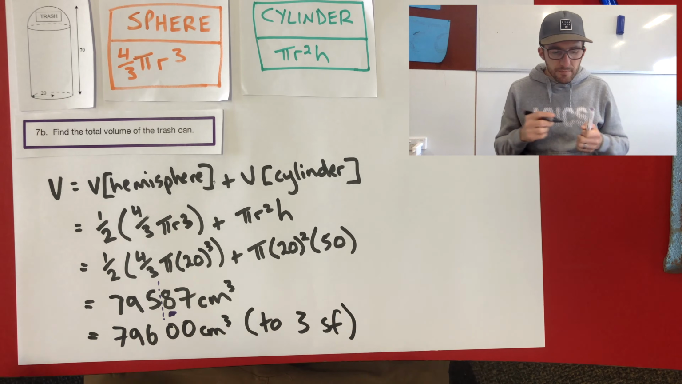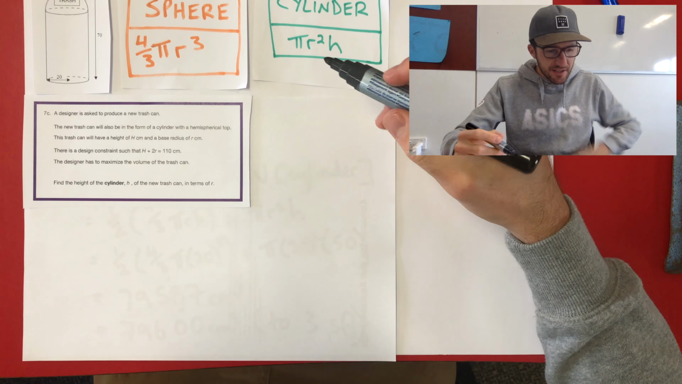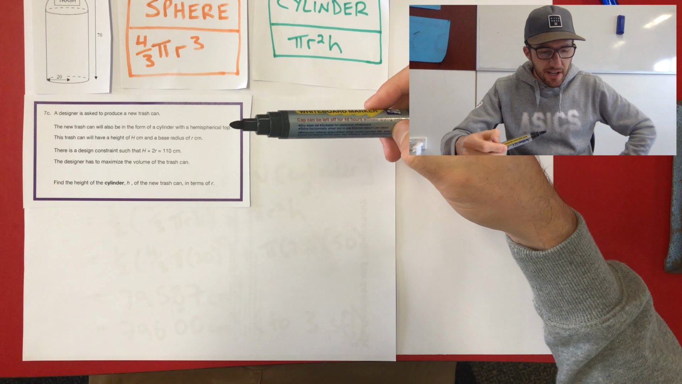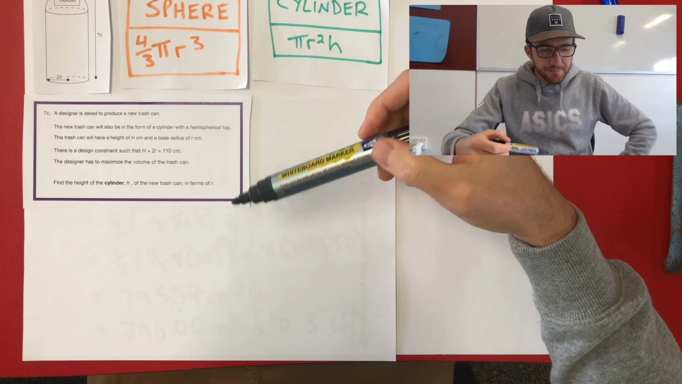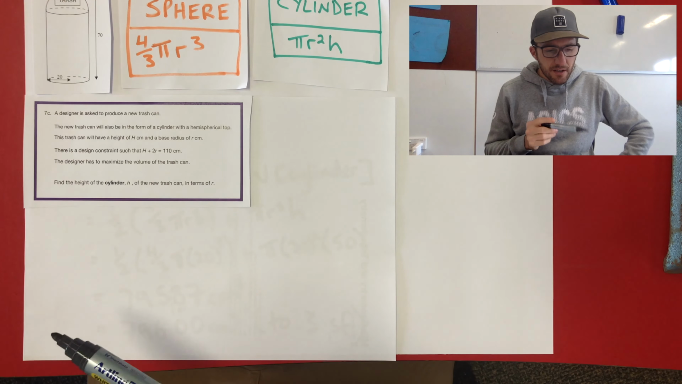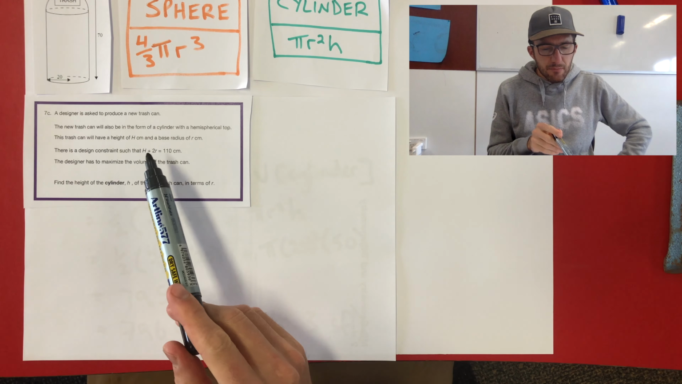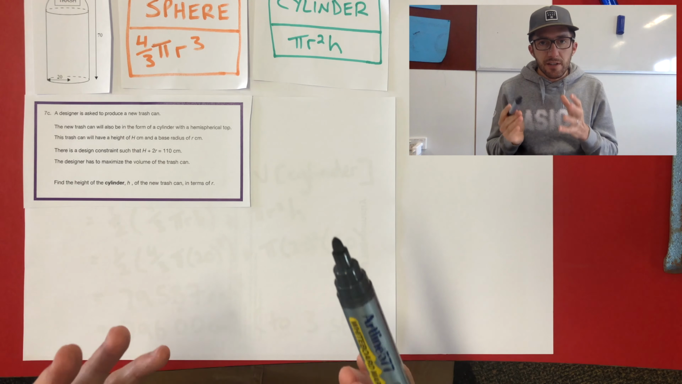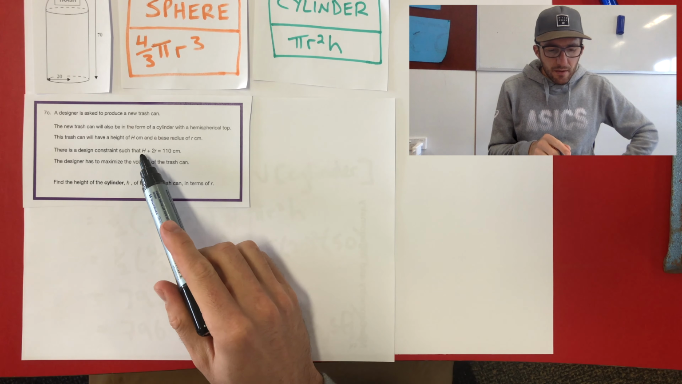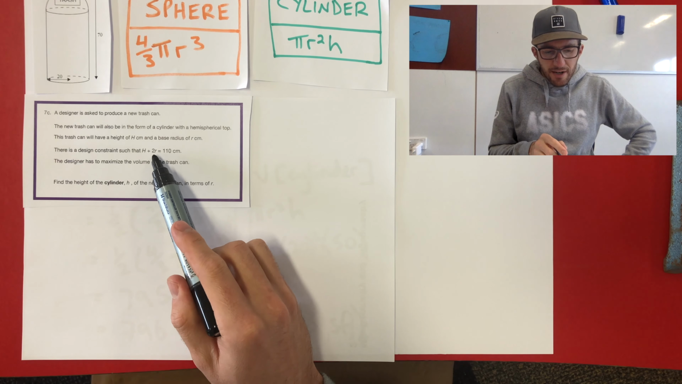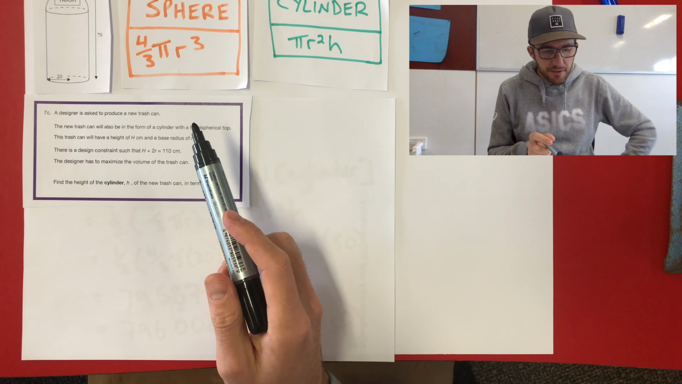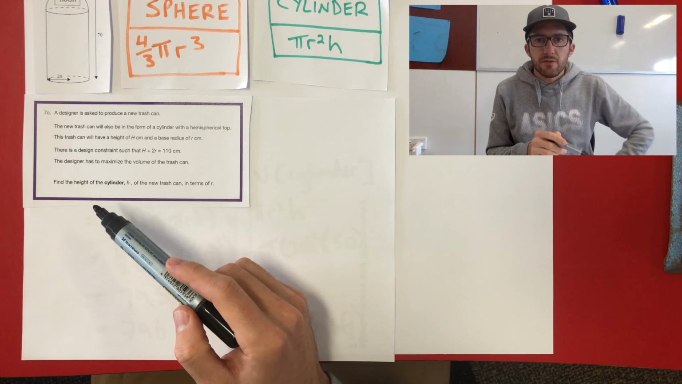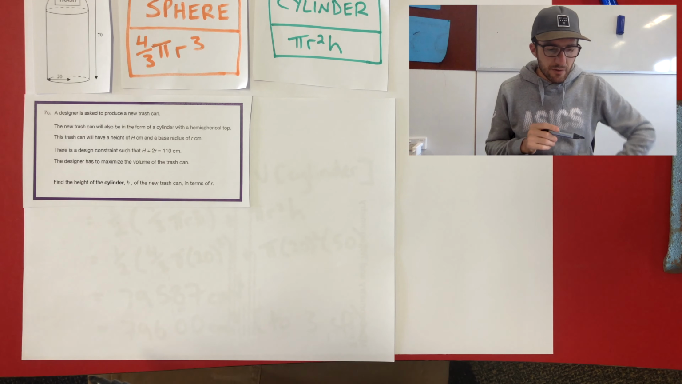All right, part C. A designer is asked to produce a new trash can. The new trash can has the same shape as the other one, but it will have a height of h and a radius of the base of r. So we're not told what they are yet. But there's a design constraint: the height plus 2 lots of the radius must equal 110 centimetres. The designer also has to maximise the volume of the trash can, so make it as big as you can with those constraints.